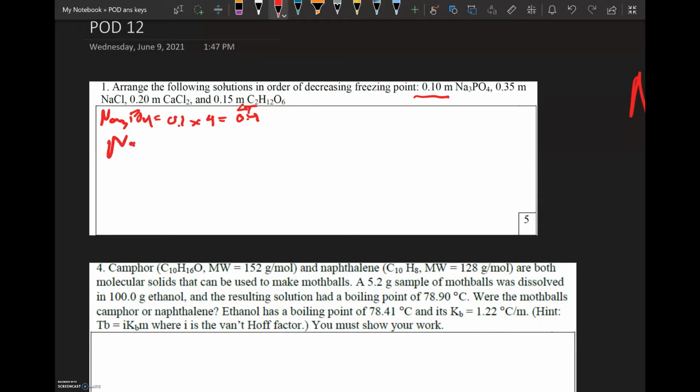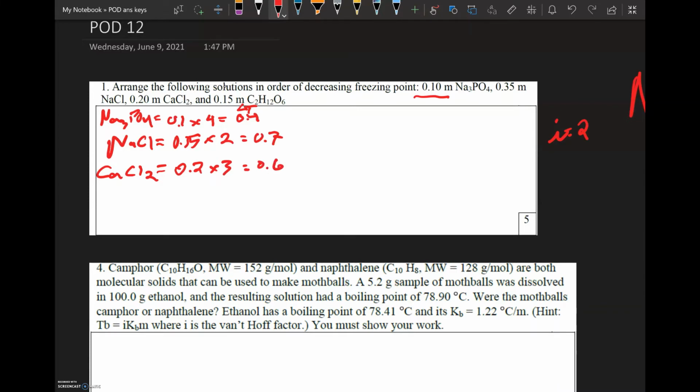NaCl. NaCl has 2 ions, so the Van Hoff factor for NaCl would be i equal to 2. So we'd have 0.35 times 2, which gives me 0.7. The next one here is calcium chloride. There are two chlorines and 1 calcium. That gives me a Van Hoff factor of 3. So you have 0.2 times 3, which gives me 0.6.